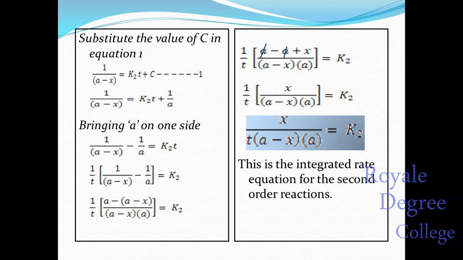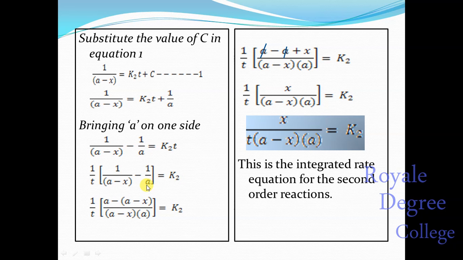Then substitute the value of c in equation 1. That equation is 1 by A minus x equals K2 t plus c. In place of c, we substitute 1 by a. Then bringing a to one side, this plus 1 by a we bring to the other side, so we get minus 1 by a, equal to K2 t as it is. Then this t we bring to the other side, so 1 by t, and the rest of the things are as they are.